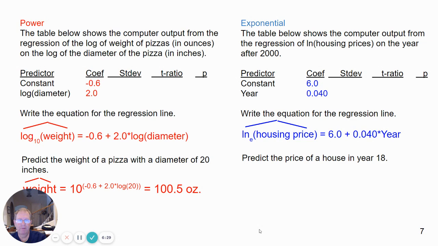So I want to predict the price of a house in year 18 or 2018. So my predicted price is equal to e raised to the power of 6 plus 0.4 times 18. And that, my calculator tells me, is 828,000. So here's an example of each.